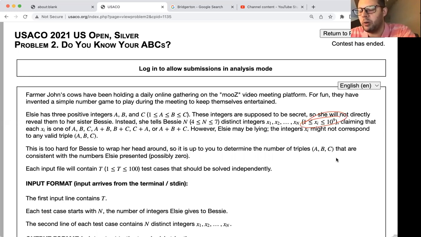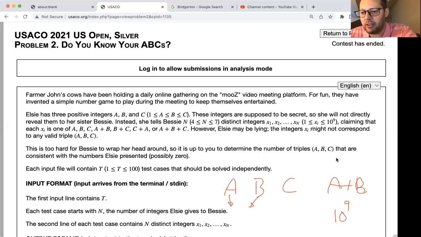Just as a real quick note on size, we do not need to use longs for this. The reason why is because if we had, for example, been given A, B, C, and A plus B, if all 3 of these are limited to a maximum of 10 to the 9th, that means A plus B at most could be 10 to the 9th. C could at most be 10 to the 9th, which means that A plus B plus C would be at most 2 times 10 to the 9th, which is inside of your integer capacity.